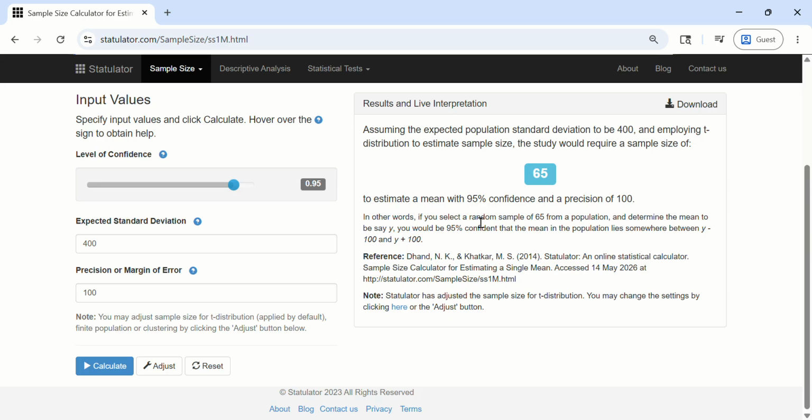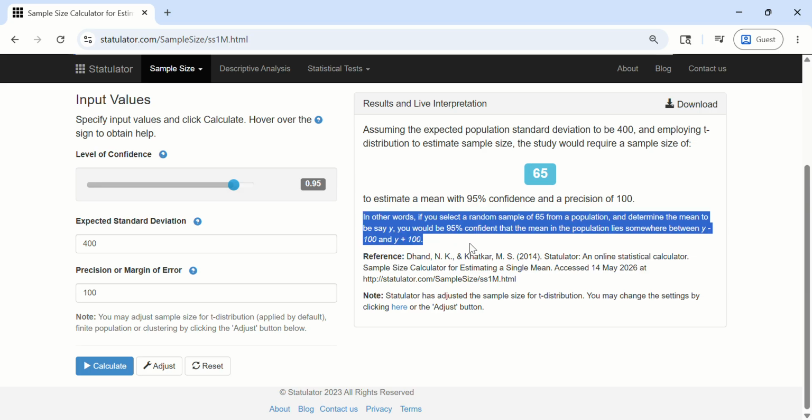Right? In other words, and this is for our understanding, not to be reported in the protocol, if you select a random sample of 65 from a population and determine the mean to be, say, y, you would be 95% confident that the mean in the population lies somewhere between y minus 100 and y plus 100. So y might be anything. Say our study finds that the mean birth weight was 2,900 grams. You subtract 100 from 2,900 and add 100 to 2,900, which means the range of birth weight would be anywhere between 2,800 and 3,000 grams.